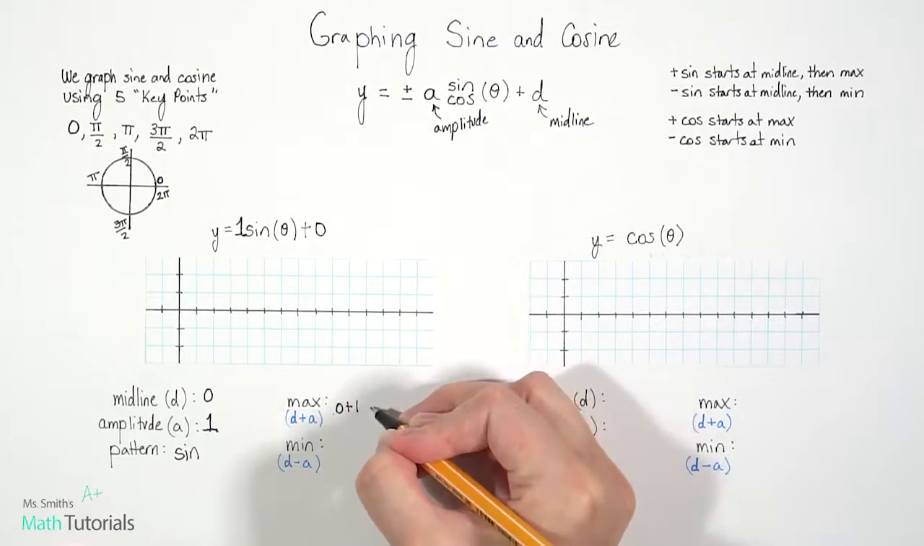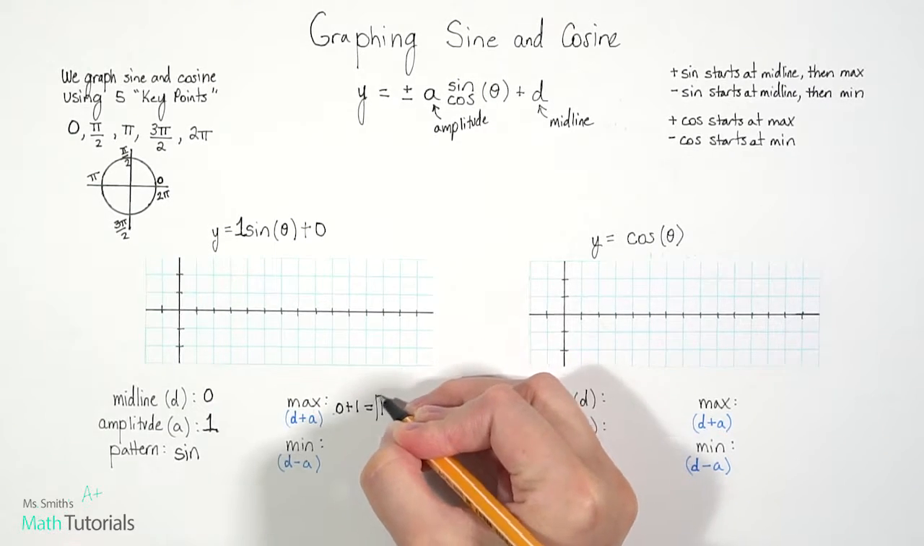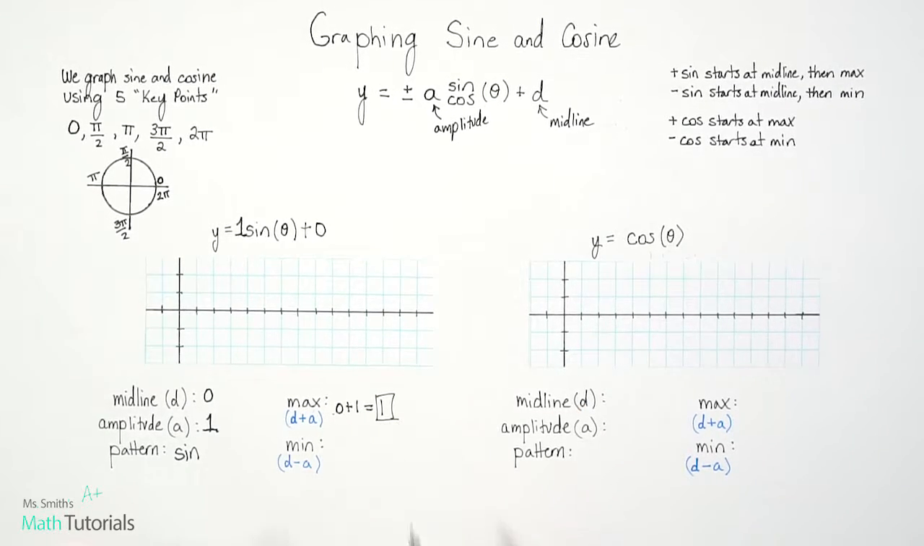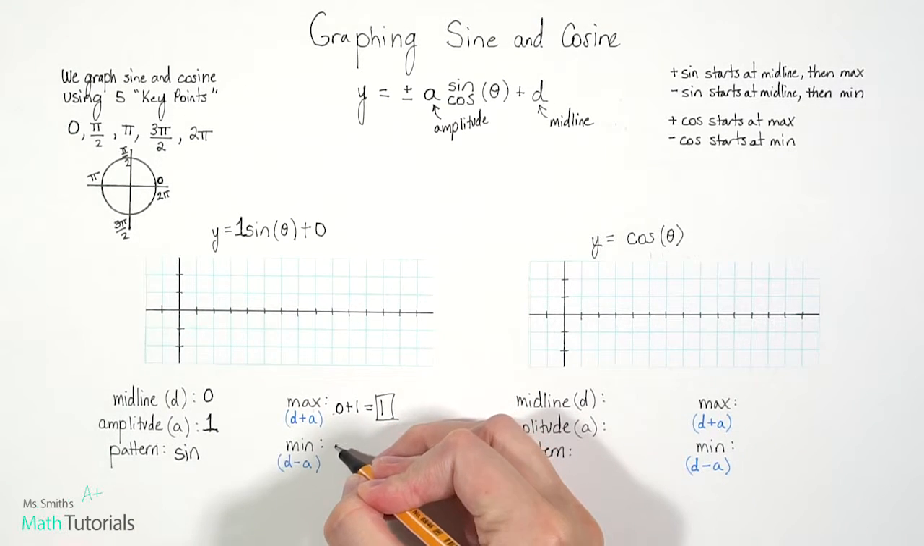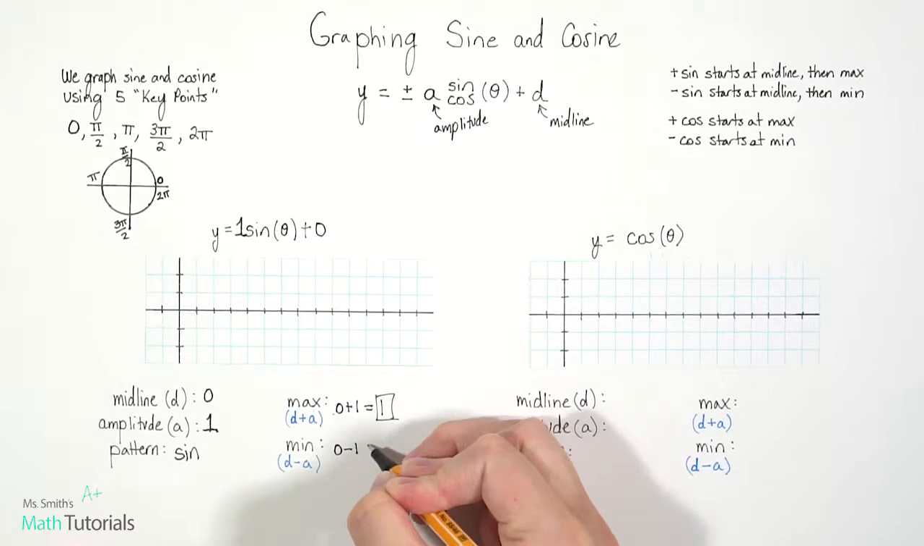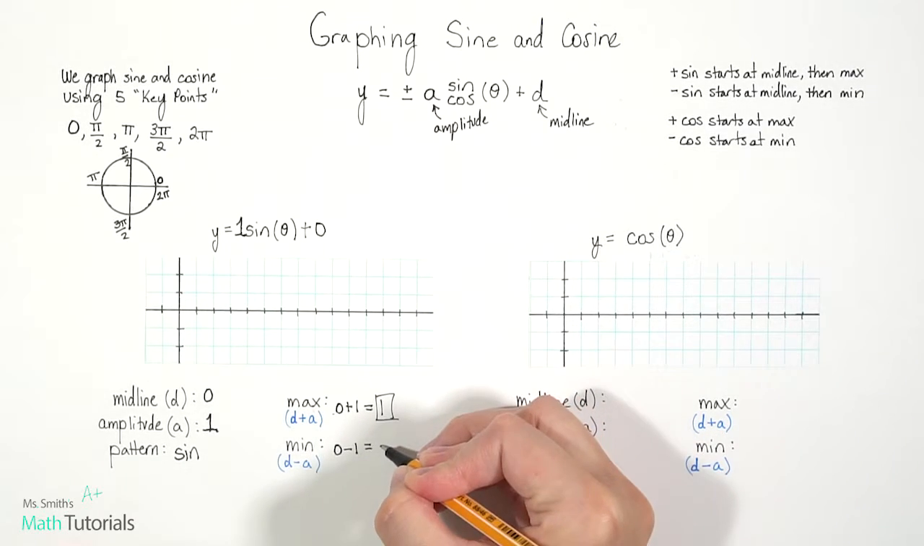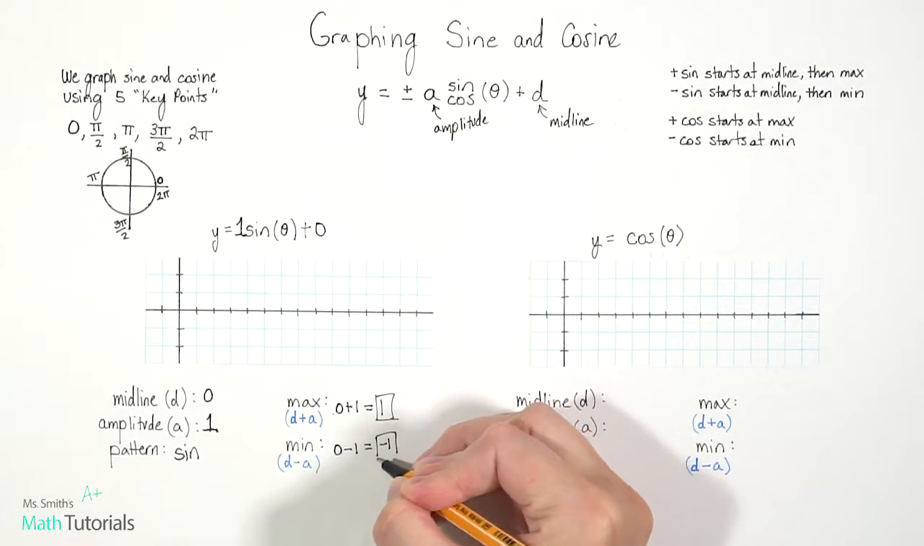And 0 plus 1 is just 1. So that means our max is 1. And to find our min of our graph, we take our d and subtract a. So d again is 0 and a is 1, so we say 0 minus 1. So our minimum of our graph would be -1.